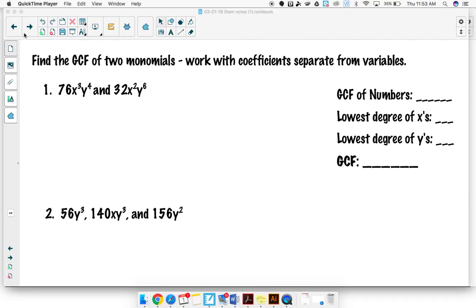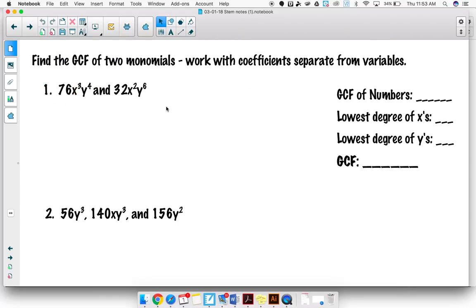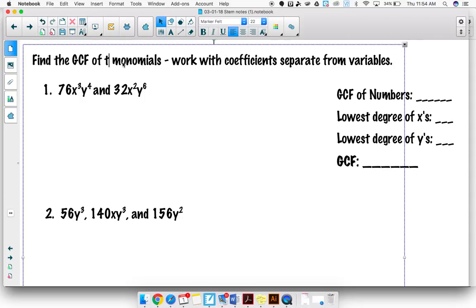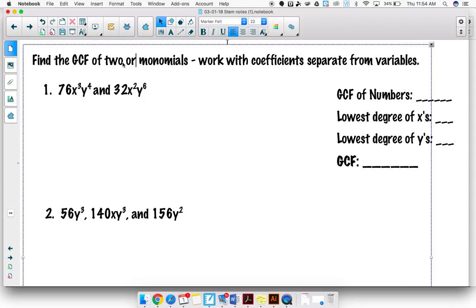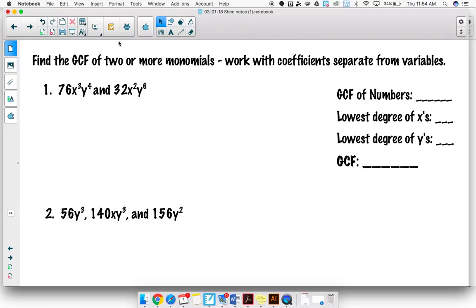So if you want to take out your note sheet from yesterday, that looks like this. All right. We're going to use pretty much a similar approach on the back. The only difference is when we have a GCF, and this actually says 2, we'll say of 2 or more, so you might want to add that in. But when we're using 2 or more monomials, when there's variables and numbers involved, we have to not only break the numbers down, the coefficients, we also have to break the variables down.